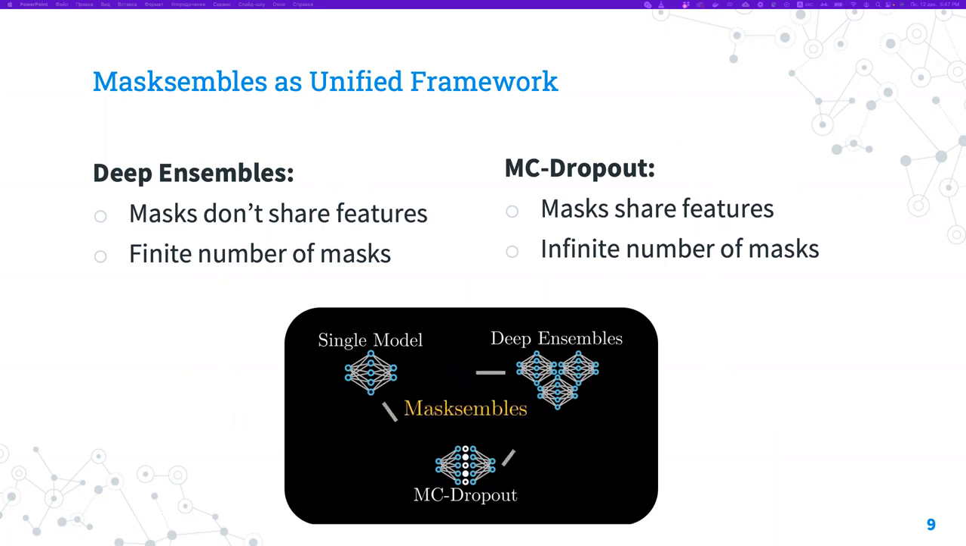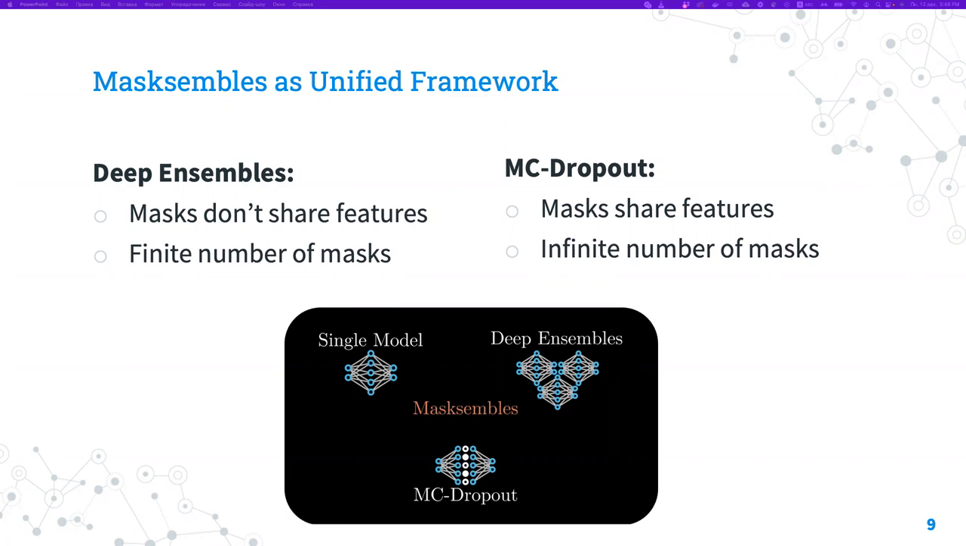As already said, deep ensembles could be perceived as a masking procedure where masks do not share any features, they just don't have any common features. And we have a predefined finite number of masks. When we train an ensemble of five models, we can say that we have five non-overlapping masks, or if we have 10, we have 10 non-overlapping masks. In the case of MC dropout, the masks we are sampling share a lot of features, but at the same time, we could perceive this model as a model with an infinite number of masks. Not infinite, okay, but an exponentially large number of masks.